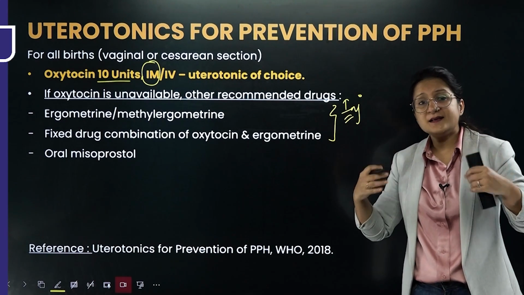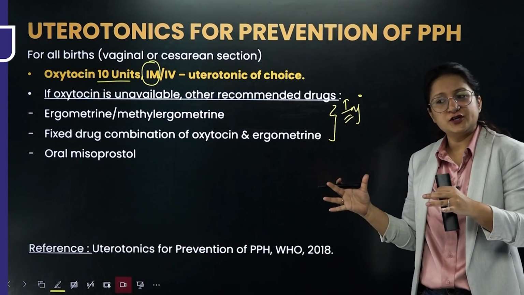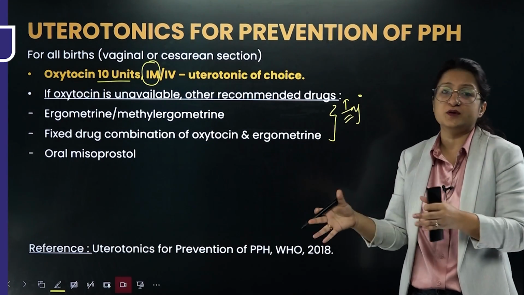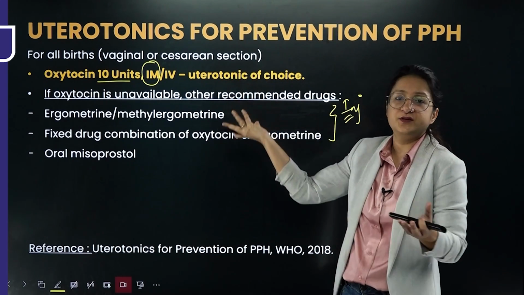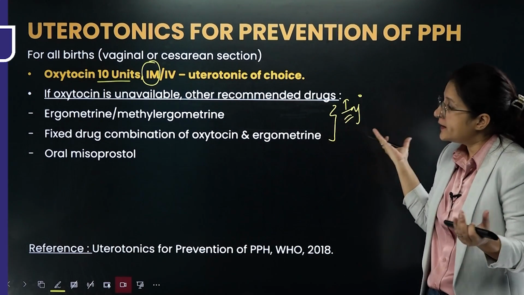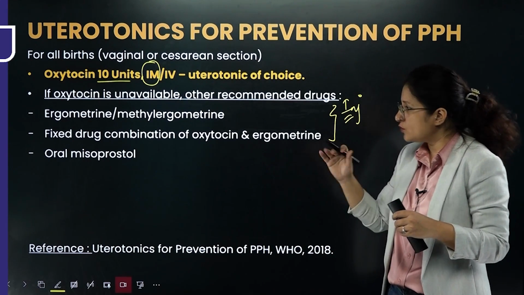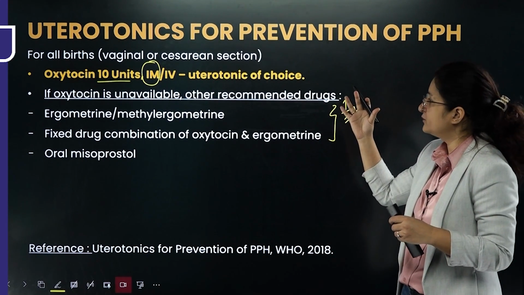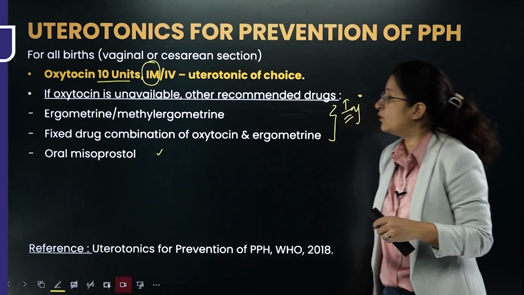Okay, so as specialists, it's easier for us to rule out the contraindications, but that may not always be possible in the peripheral healthcare settings, and that is why oxytocin becomes the uterotonic of choice naturally. Now, if you talk about oral misoprostol, that is also a drug that can be used in case oxytocin is unavailable. We're going to talk about that also.